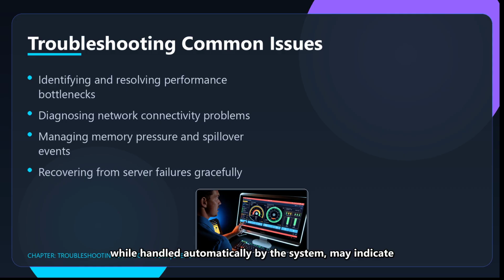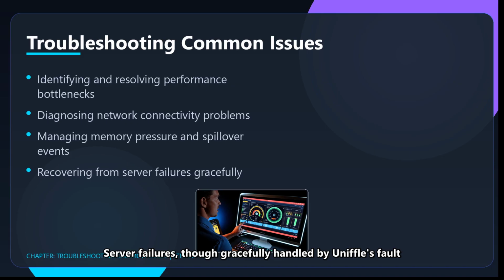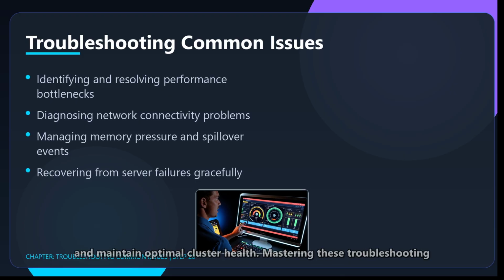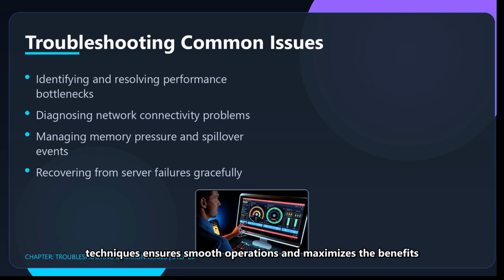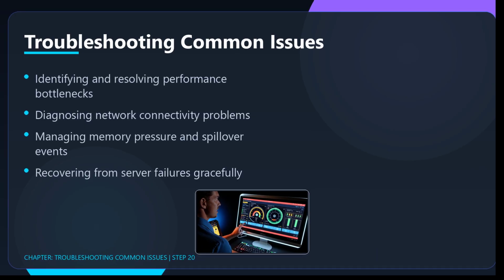Memory pressure and spillover events, while handled automatically by the system, may indicate the need for configuration adjustments or resource scaling. Server failures, though gracefully handled by Uniffle's fault tolerance mechanisms, should be investigated to prevent recurrence and maintain optimal cluster health. Mastering these troubleshooting techniques ensures smooth operations and maximizes the benefits of Uniffle deployment.